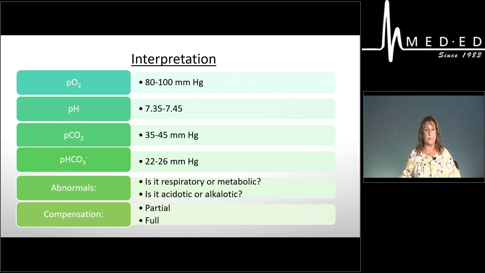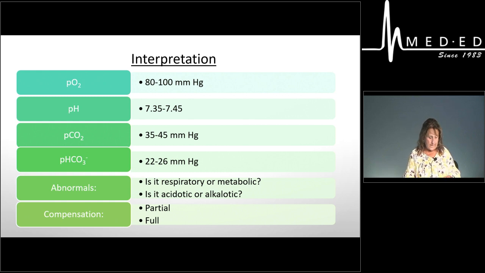When you're interpreting your blood gases, you're going to use all of those components that I just mentioned. The first thing you want to do is quickly look at the PO2 levels, because if they're not normal, we're looking for hypoxemia, less than 80. If they're not normal, we need to do something about that. But sometimes those are normal, but we still have an abnormal blood gas. So look at the pH, the CO2, and the bicarb. And then ask yourself, is this a respiratory or a metabolic problem, and is it acidotic or alkalotic?